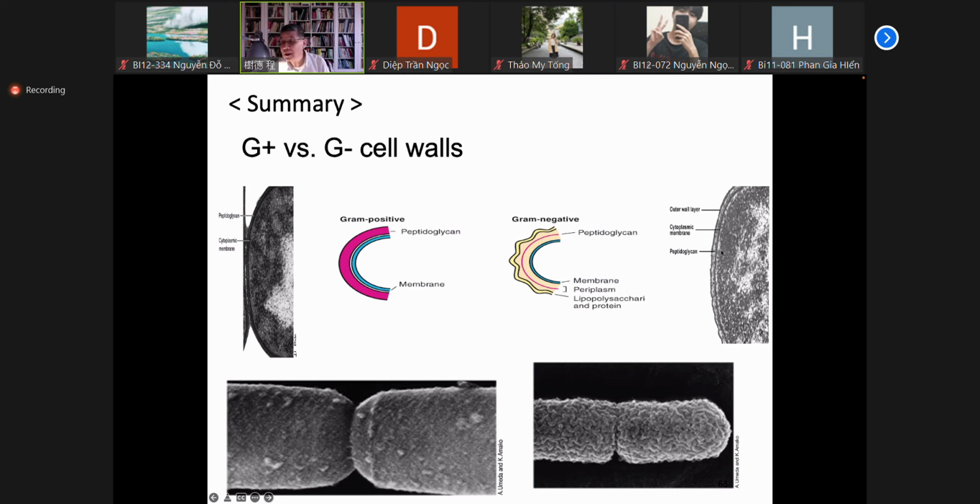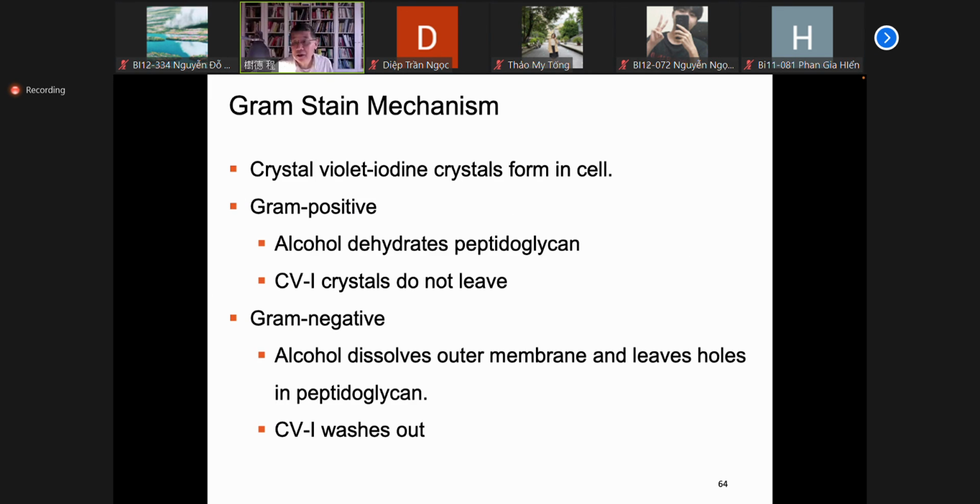But for the gram-negative ones, we can see a few layers. One outer wall, one peptidoglycan in the middle, and one cytoplasmic membrane in the inside. So these are the differences between gram-positive ones and gram-negative ones. Let's go back to explain why gram-stain is able to distinguish the gram-positive ones and gram-negative ones.